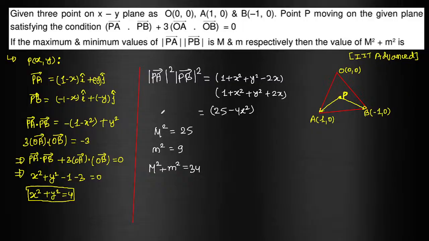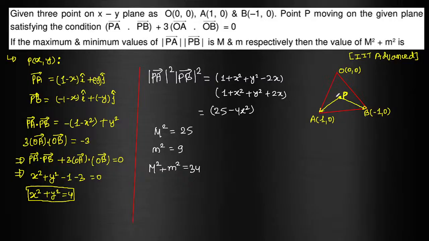Now this is also an advanced level question. Three points are given. P is a point in this plane, and we are given PA vector dot PB vector is equal to 3 OA vector dot OB vector. So we are given with this equation, PA vector plus PB vector.